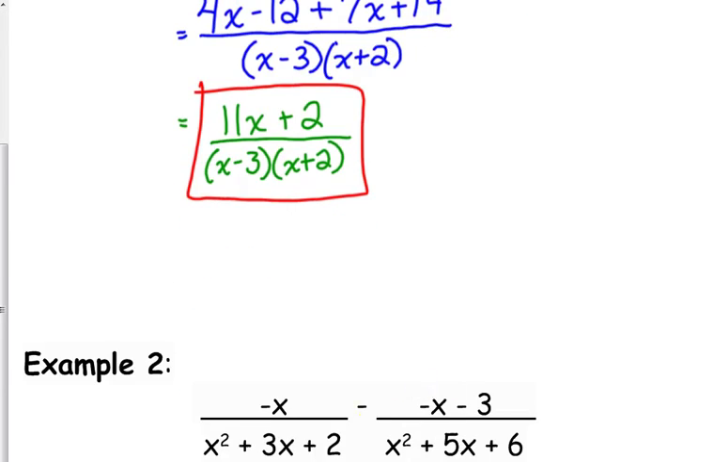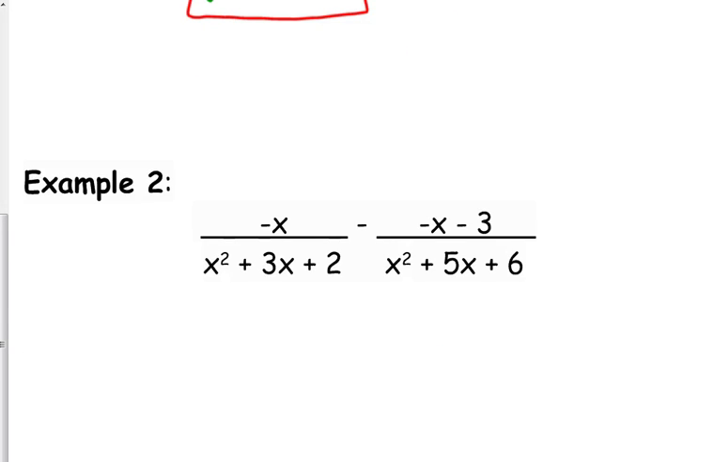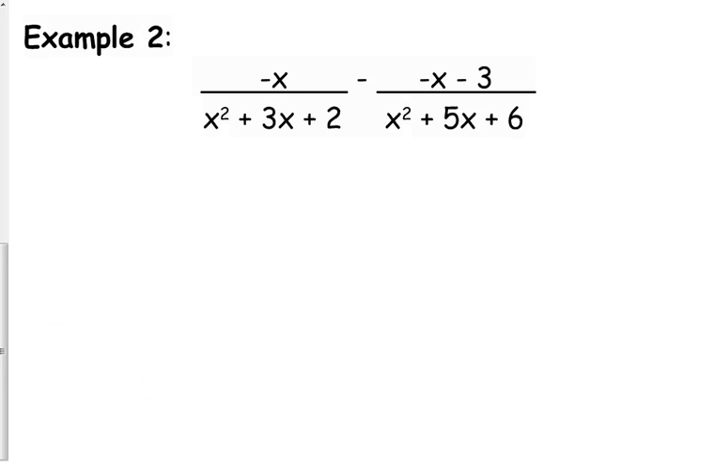Okay? Let's look at one that's a little bit more involved. Negative x over x squared plus 3x plus 2 minus negative x minus 3 over x squared plus 5x plus 6.